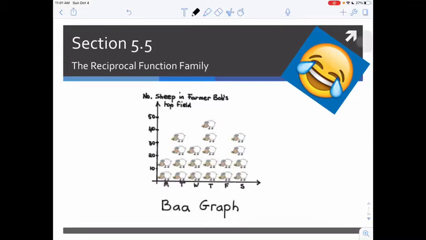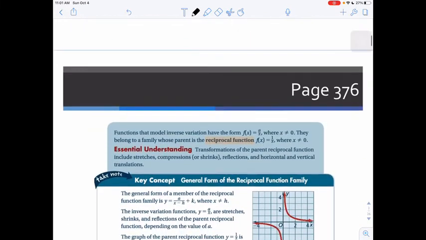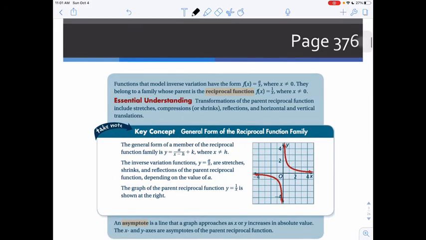Section 5.5 is the reciprocal function family. Our goal is to graph functions expressed symbolically and show key features of the graph. On page 376, we have functions that model inverse variation, have the form f of x equals a over x, where x does not equal 0.